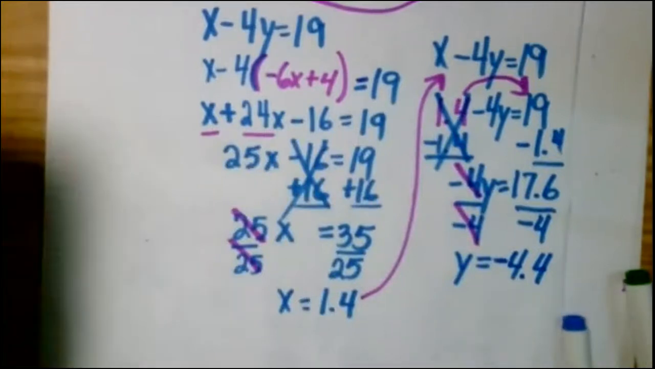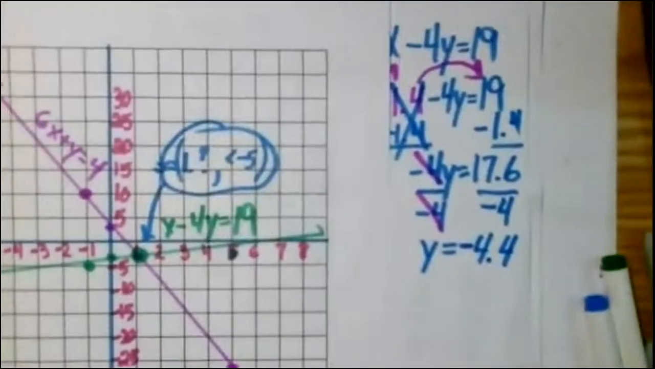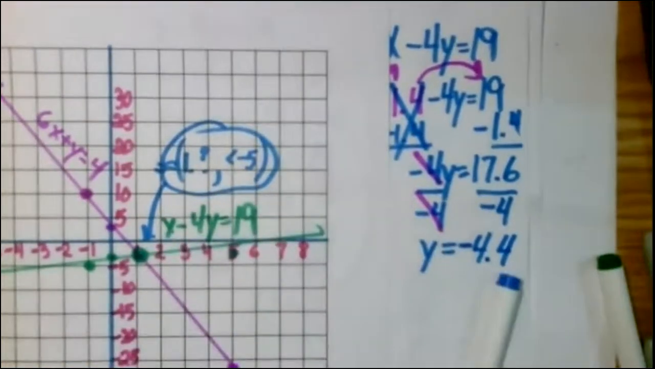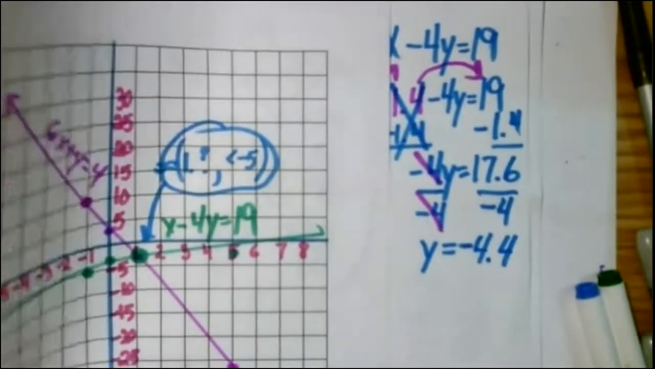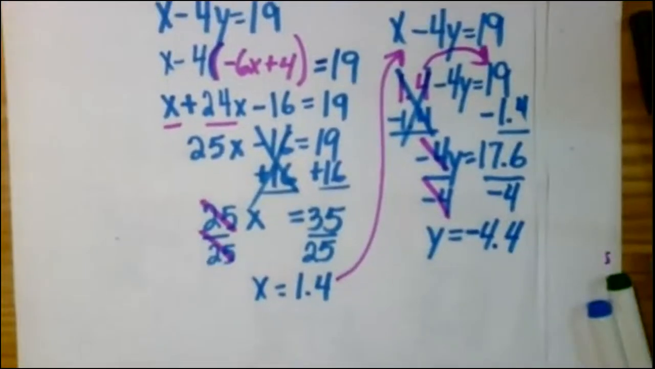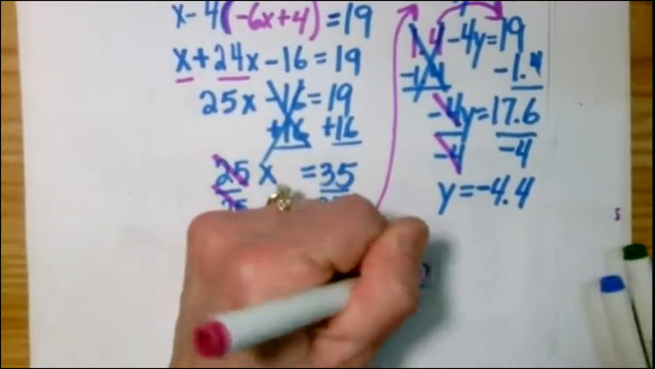Now let's just check that and see on our estimate if that's what we got. So we said in our estimate that the Y value was going to be less than negative 5. And it is. It's negative 4.4. Or is that greater than? Greater than negative 5. Should be greater than. I'm going up. So negative 4.4 is right on. So our solution to our system of equations is 1.4 is our x value. Negative 4.4 is our y value.